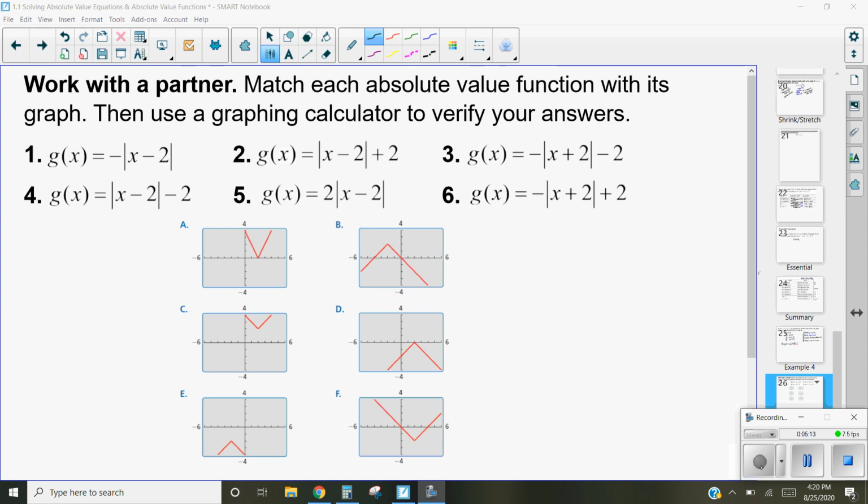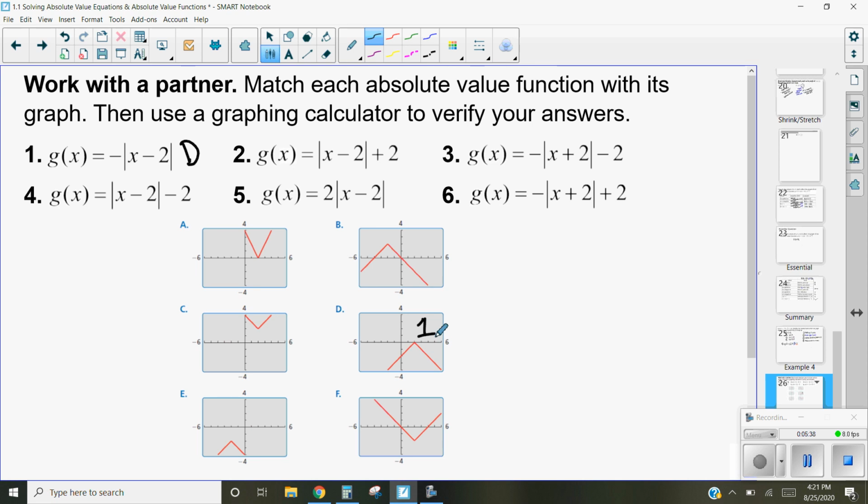Great, now that you've taken the time to look over those, let's match these graphs. So this first graph here, we know that it's going to be shifted 2 to the right and it's going to be facing the opposite direction. So that means that 1 is going to match with D, because this one is shifted 2 to the right and then it flips to the opposite direction. So this one is number 1.